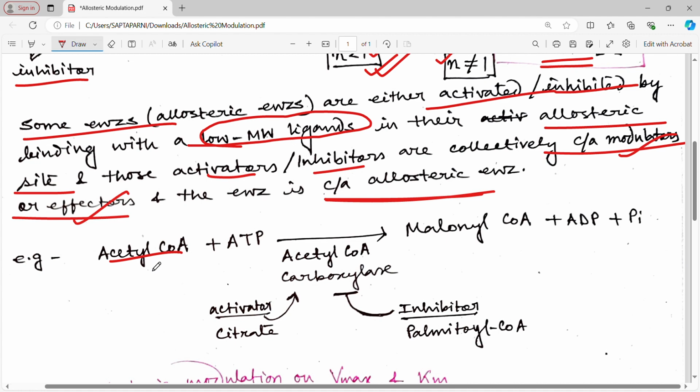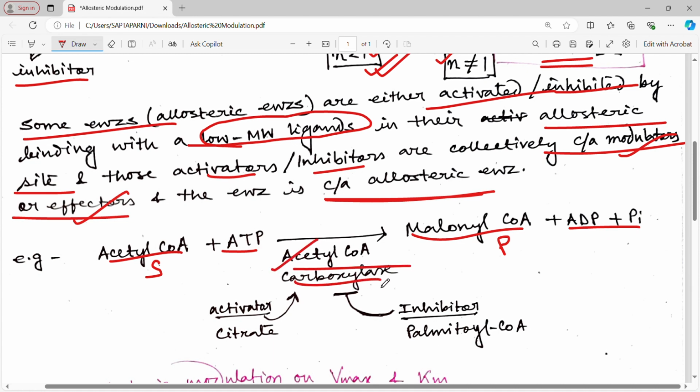Acetyl-CoA, this is the substrate. When it reacts with ATP, it forms malonyl-CoA. Malonyl-CoA is our product, and ADP and phosphate are formed. Okay. And in this reaction, the enzyme is acetyl-CoA carboxylase.